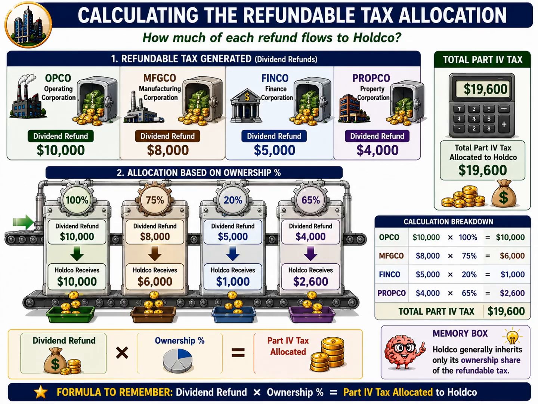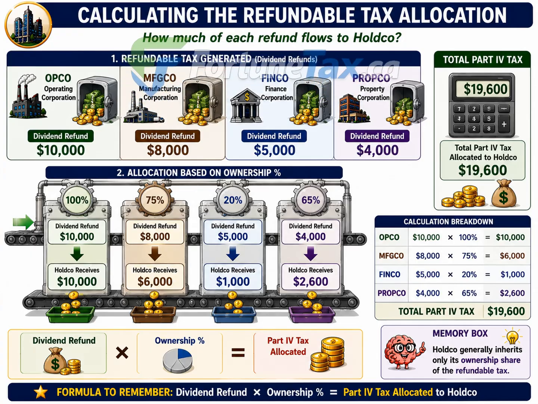Now that we've identified the ownership structure of the corporate group, we can calculate how much refundable tax is allocated to Holdco from each connected corporation. This is where the ownership percentages become important. At the top of the slide, we can see the dividend refunds generated by each corporation. OpCo generated a dividend refund of $10,000. MefGeco generated a dividend refund of $8,000. Finco generated a dividend refund of $5,000. And PropCo generated a dividend refund of $4,000.